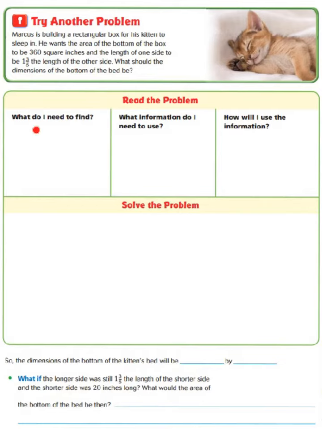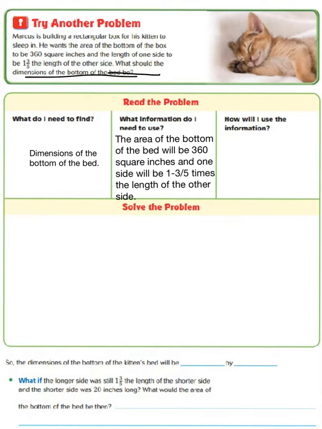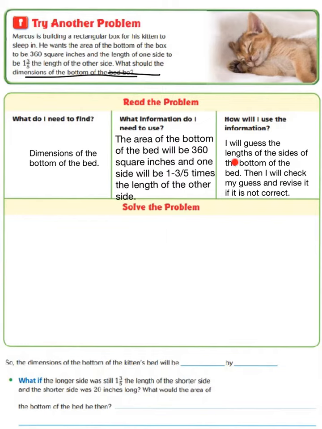So what exactly is it that we need to find? Of course, that's going to be the question up here in our word problem. So we know that we need to find the dimensions of the bottom of the bed. Now, what information do I need to use? We need to use the information that the area of the bottom of the bed will be 360 square inches, and one side will be 1 3/5 times the length of the other side. So now, how exactly will we use the information? We will guess the lengths of the sides of the bottom of the bed. Then we'll check the guess and revise it if it is not correct.